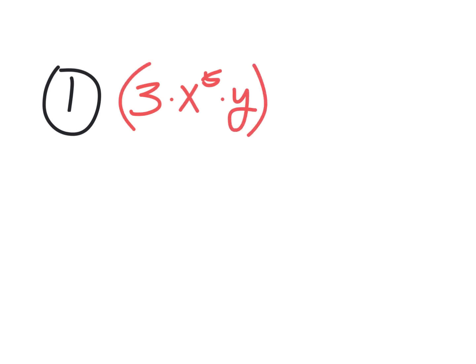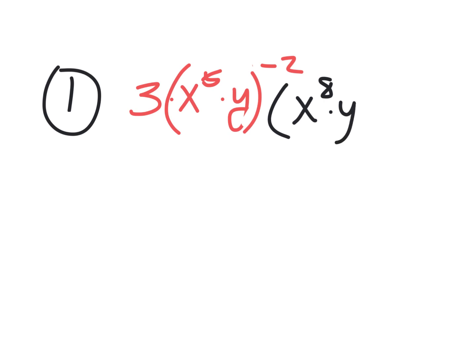Would you read me number 1, please? Just so I can do one with you and then we'll go on from there. Just read the characters in the exact order. 3, parentheses, x to the fifth, y, parentheses, negative 2, exponent negative 2. And then parentheses, x to the 8 times y to the second. Like that? Okay, good.